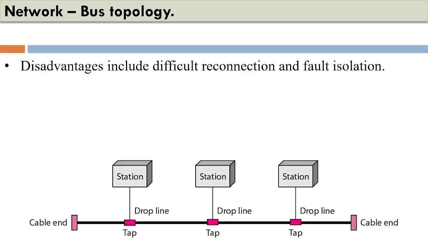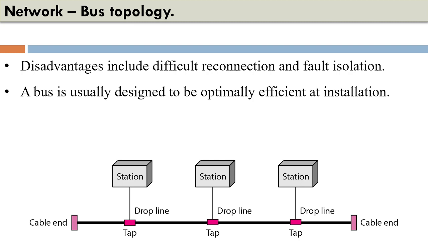Now, what are the disadvantages associated with this type of topology? It's very difficult for reconnection and fault isolation, and the bus is usually designed to be optimally efficient at installation. So, including more nodes can be a problem.